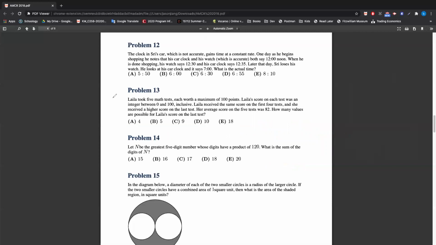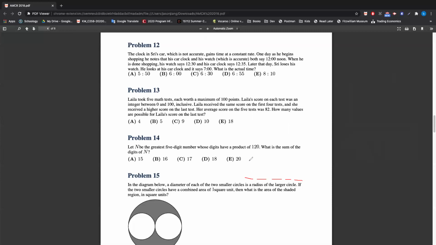We have n, which is the greatest 5-digit number whose digits have a product of 120. And we want the sum of the digits of n. So we have 5 digits. Okay. Well, to make the biggest number, we obviously want the biggest first digit. So biggest digit is 9. But then we see that this isn't going to work because 9 is not a factor of 120.